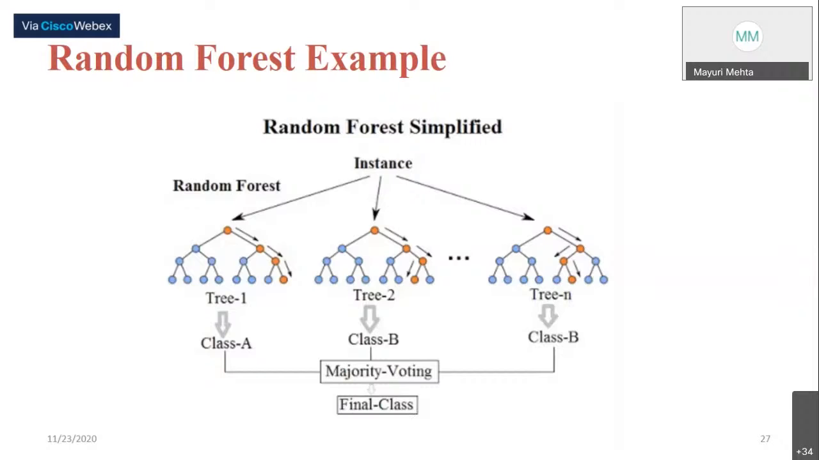We first select random samples from a given data set. Random samples means we select a column, right? Then we construct a decision tree for each of them and get a prediction result from each decision tree. Here you can see that there are multiple trees, and we get a prediction from each of these trees. The predicted variable by this tree is class A, by this is class B, by this is class B, right? So different trees predict different output variables.